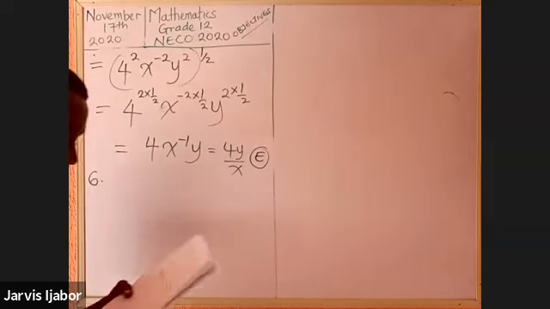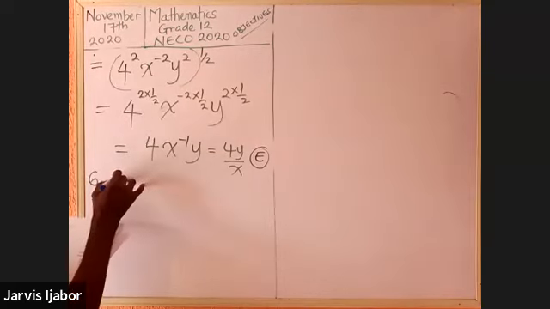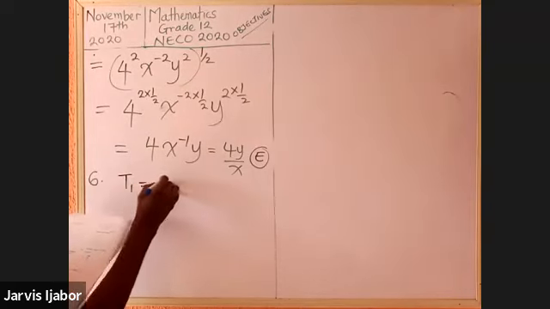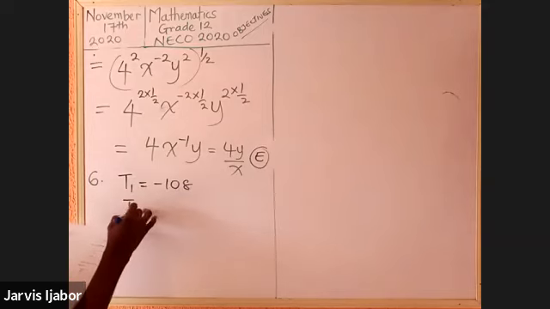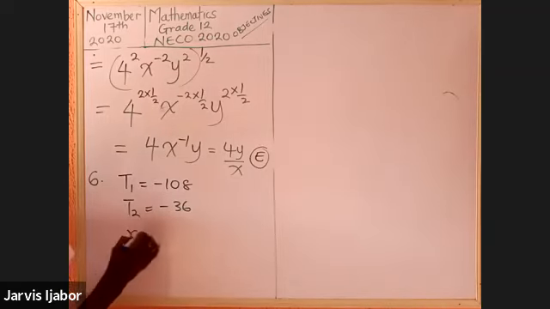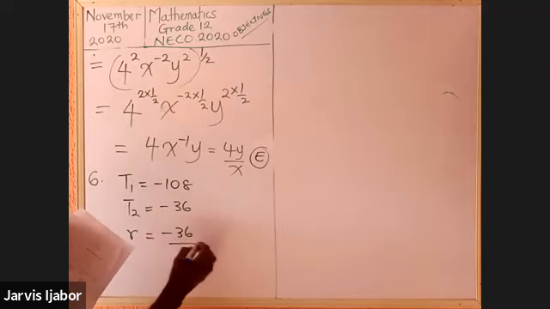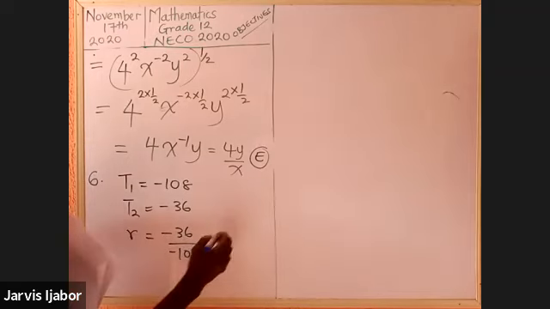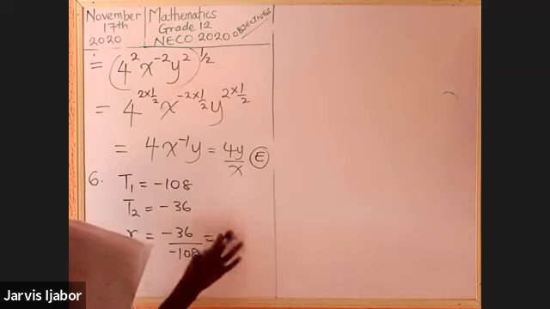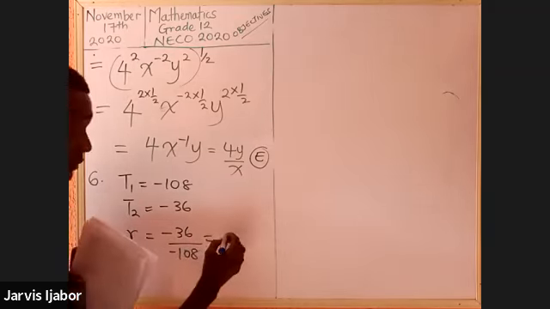Question 6 is essentially testing your knowledge of what? GP. Now, the first term, let's use T1, is negative 1/8. The second term, T2, is what? Negative 36. We know that the common ratio is gotten by dividing the second term by the first term. So this will be negative 36 divided by negative 1/8. That will give you what? That will give you a positive number. That should give you, is that 3 now?